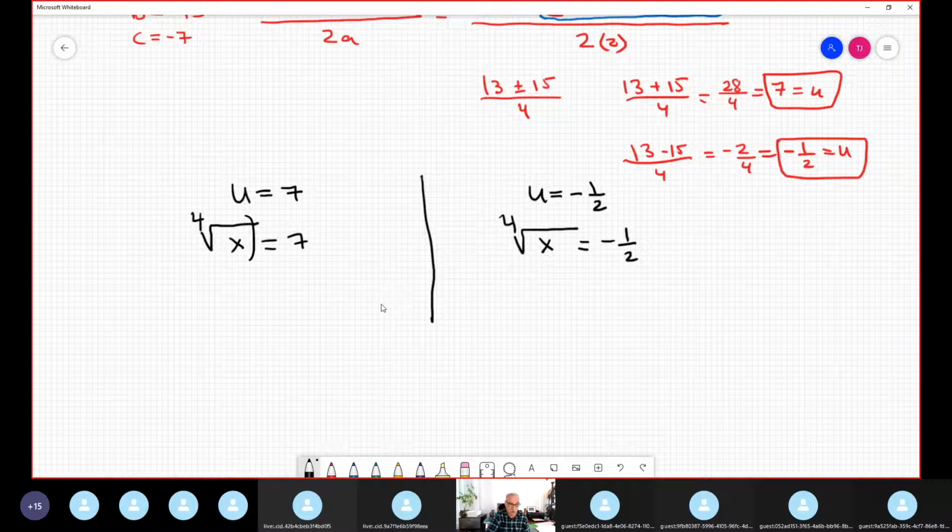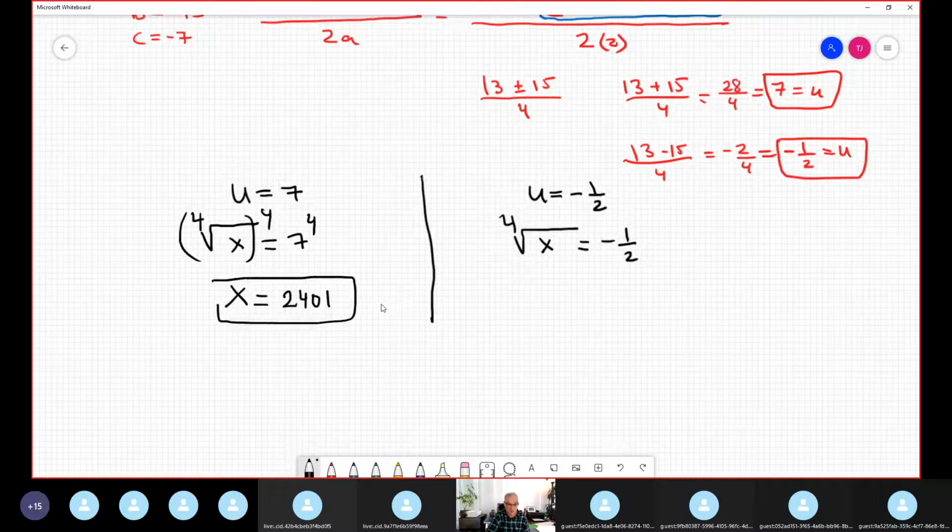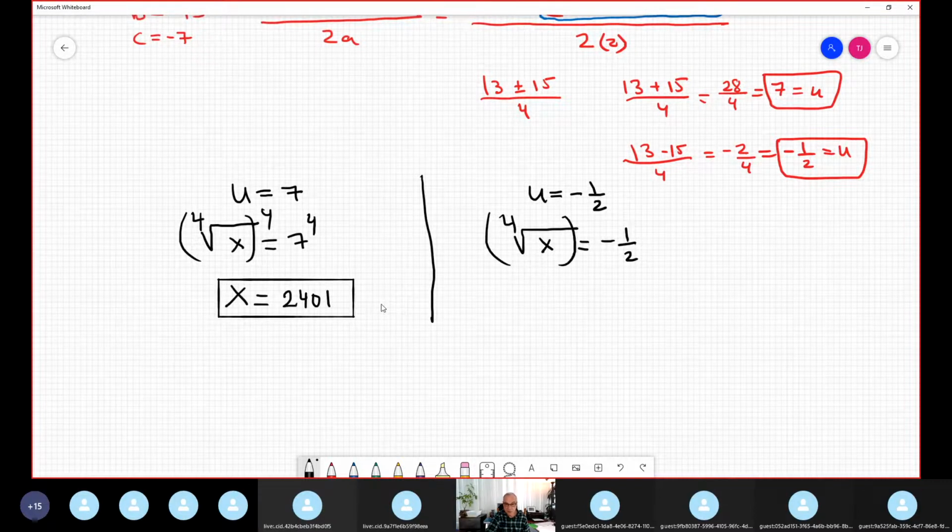So you raise to the 4 power both sides. X is equal to 7 to the 4 power, which is 7 times 7 times 7 times 7. If you put it in the calculator, it's 2,401. And this is my first potential solution. Likewise here, you raise to the 4 power both sides. X alone is 1 over 16, positive, because when you raise to an even exponent, the answer is positive.